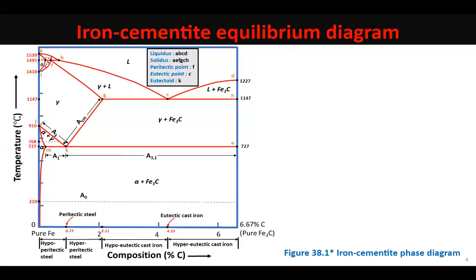So if you wish to do the classification of steels on a metallurgical basis, it is done on the basis of the eutectoid reaction. So steel which is 0.77 percentage carbon is the eutectoid steel. All steels to the left are hypoeutectoid steels. All steels to the right are hypereutectoid steels. So if you look into the eutectoid steel, just before the eutectoid reaction during cooling, 100% austenite is its microstructure, and just after the eutectoid reaction, 100% pearlite is its microstructure.